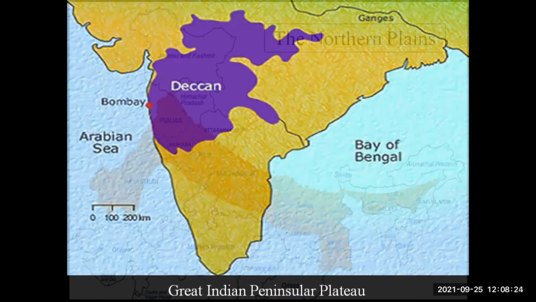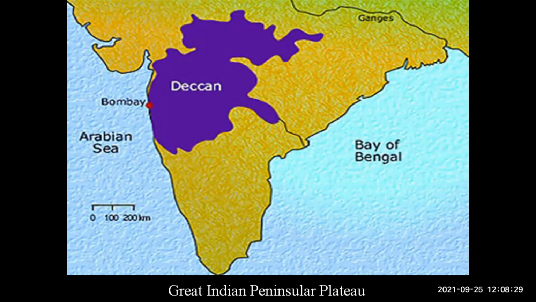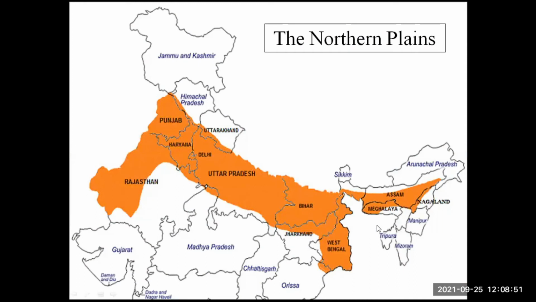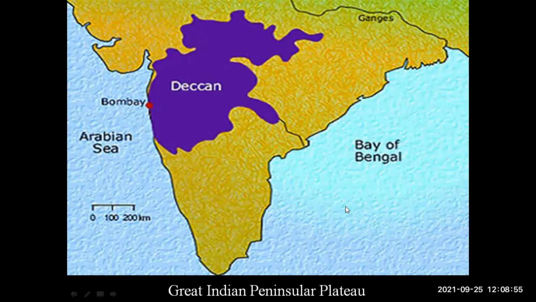The next is the Peninsular Plateaus. This region is also known as the Deccan Plateau. It lies in the south of the northern plains. See, the northern plain is up here in the upper part of India, and this peninsular plateau is in the south part of India. What is a peninsula? It means a piece of land surrounded by water bodies on three sides.